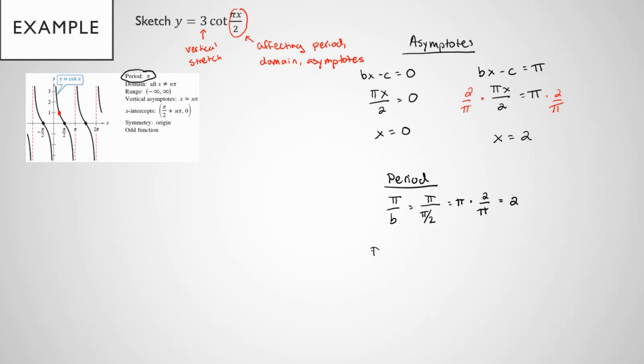And then just for good measure, to indicate the domain, it's going to be all x where x is not equal to... I'm going to start with one of my asymptotes, which in this case is 0, so I could just have 0 plus our period, which is 2 times n. Or you can just say x is not equal to 2n. So pick one of your asymptotes, and then you add your period times n to figure out the domain.